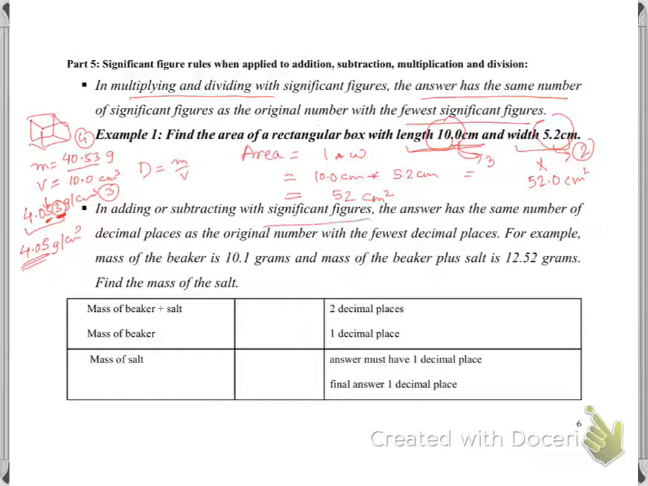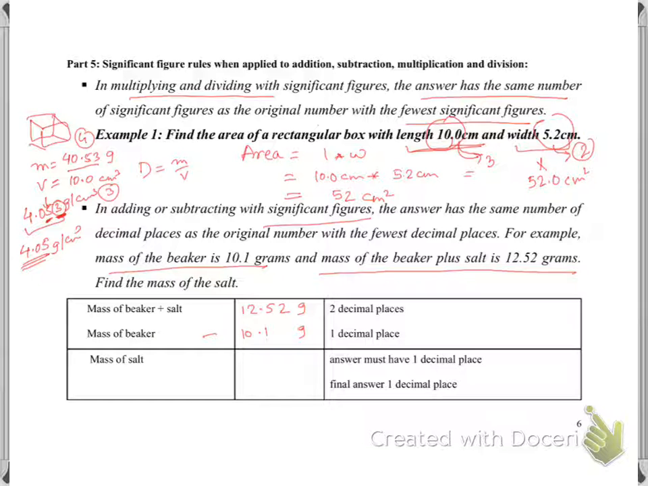So how do you apply the significant figure rules in addition and subtraction? Let's look at this question. Let's say the mass of the beaker is 10.1 grams, and then you added the salt in the beaker, and the mass of the beaker plus salt is 12.52 grams. The question is find the mass of the salt. So your mass of the beaker plus salt is 12.52 grams, and the mass of the beaker only is 10.1 grams. You have to find the mass of the salt. So you just have to subtract these two numbers.